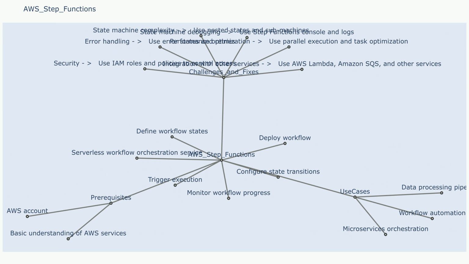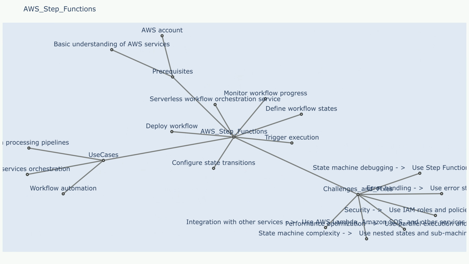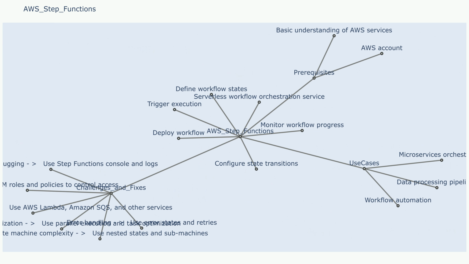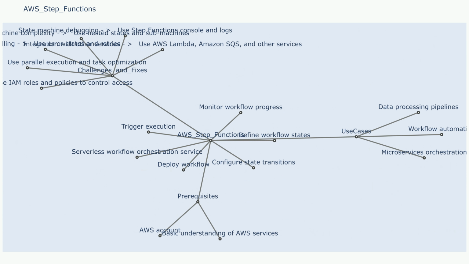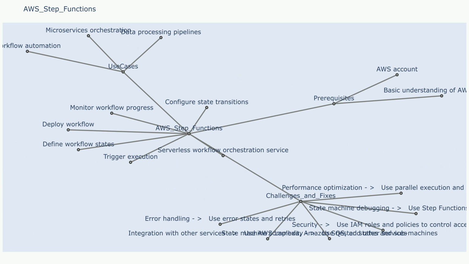Use cases. Workflow automation: automating complex processes such as order fulfillment, customer onboarding, or data processing. Microservices orchestration: coordinating the execution of multiple microservices to achieve a larger business goal. Data processing pipelines: managing the flow of data between different processing stages, such as ingestion, transformation, and analysis. Serverless application development: implementing event-driven architectures and automating tasks in serverless applications.